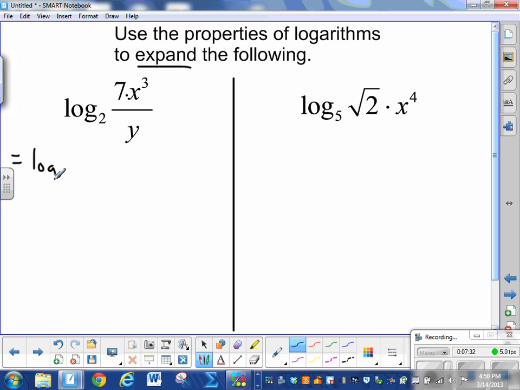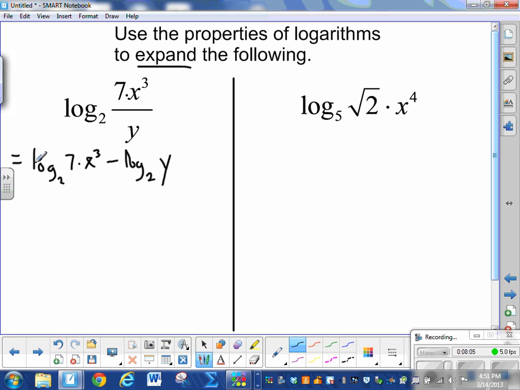So this would be log base 2 of 7 times x to the third. This division sign, I'm going to subtract the bottom part, so that's log base 2 of y. All right, so this was the top part, this was the bottom part. Now the bottom part, what you want to check for is either multiplying, dividing, or exponents. There's nothing like that around this y, so this section right here is actually expanded. Then over here we have a multiplication and we have an exponent still.